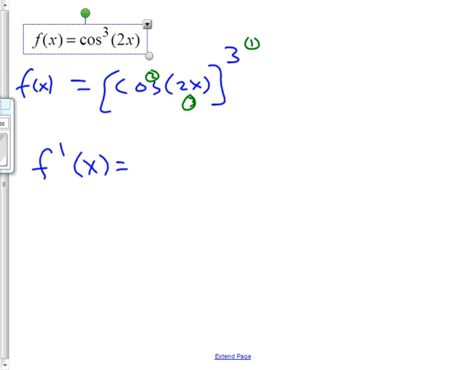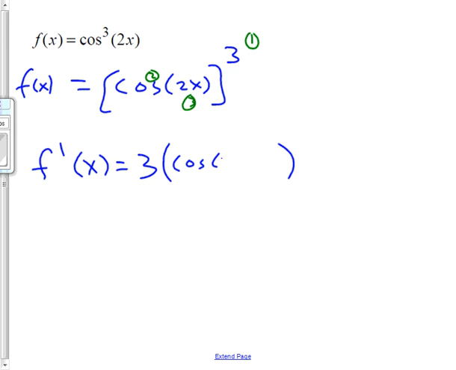The outermost thing is a power function. It's something cubed. So the first thing is something cubed, the derivative of that is 3 times that something, the something being what's inside, squared. And that takes care of the something cubed. And then we want to do the next thing.